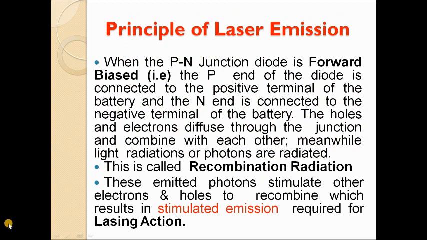Now we shall visualize the principle of laser emission. When the p-n junction diode is forward biased, the electrons from the n region and holes from the p region cross the junction and recombine with each other. During the recombination process, light radiation is emitted in the form of photons from a certain specified direct bandgap semiconductor like GaAs, and this light radiation is known as recombination radiation. The photon emitted during recombination stimulates other electrons and holes to recombine. As a result, stimulated emission takes place and the laser light is produced.